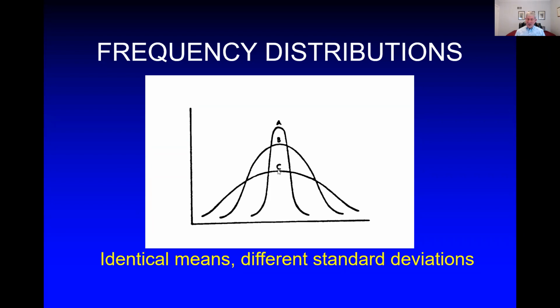And curve C, where the value should be 100, you might have read 50, 100, 150. So curve C has a huge standard deviation, so the precision is terrible. Here it's very close to terrible, and here it would be excellent. So you want the smallest sigma you can get for your dose calibrator, and that would of course be curve A.